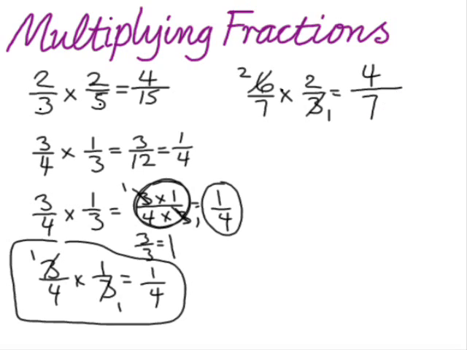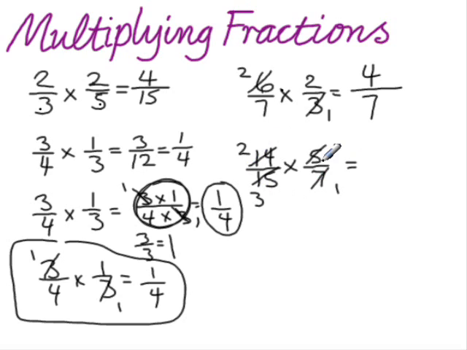Another example, 14/15 times 5/7. As we look at the problem, we can see a 14 here and a 7 here, and a 5 and a 15. 7 is a factor of 14, so 7 into 14 goes twice, and 7 into 7 goes once. And 5 goes into 5 once, and 5 goes into 15 3 times.